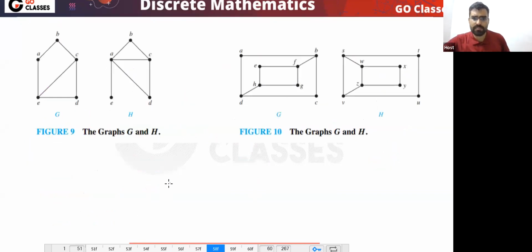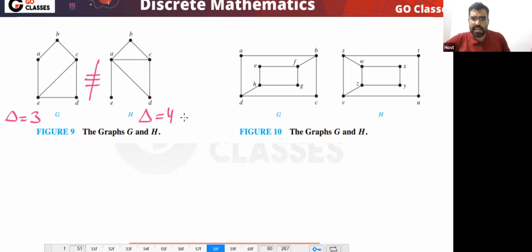What about these two graphs? These two graphs are not isomorphic. Why? See the maximum degree. Here the maximum degree is 4, and here the maximum degree is 3. Also, here you have a pendant vertex, a degree 1 vertex, and here there is no pendant vertex, no degree 1 vertex.